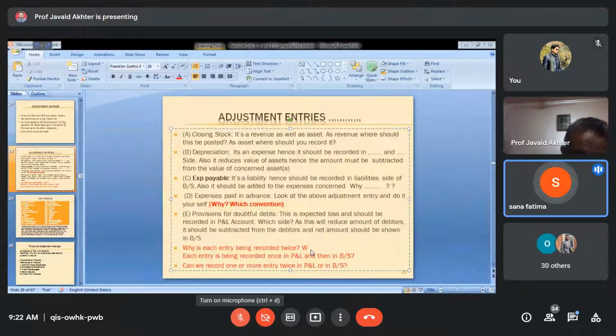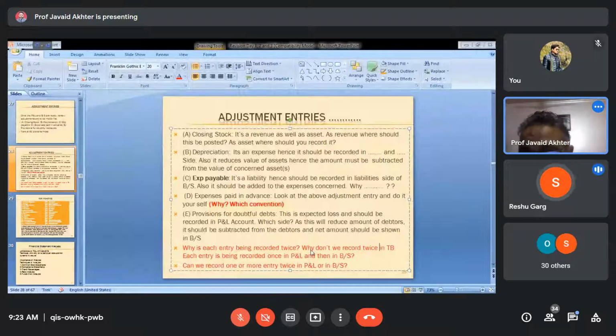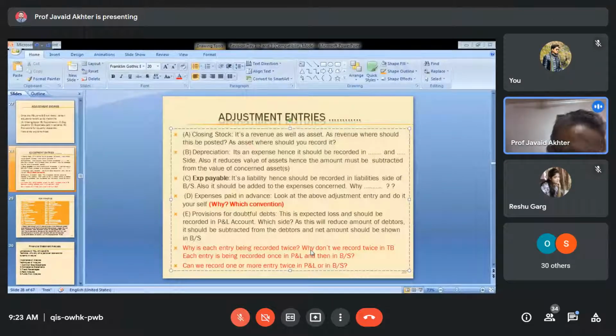Yes, sir. So because that is a statement only. Trial balance is only a statement we get from ledger. Tell me more. Any other answer? Why don't we record twice in trial balance? This answer of yours is not quite right, because it is a statement only. So, yes, because in profit and loss account, we need to balance the debit and credit side. No.